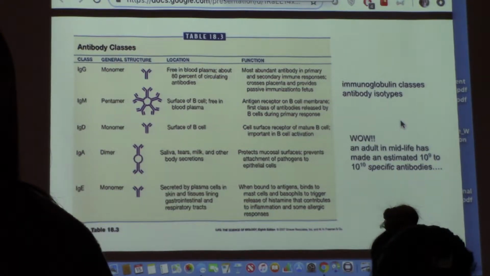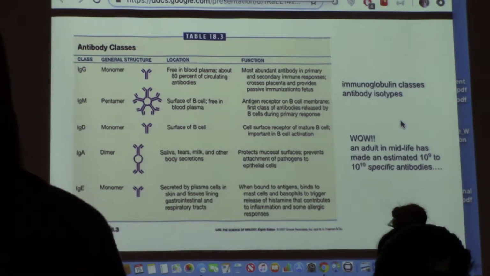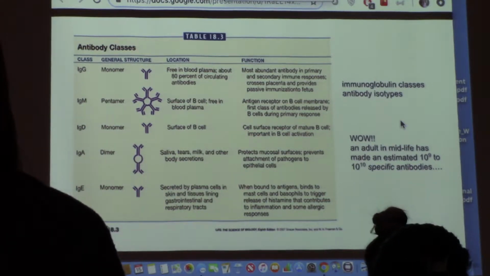IgD is actually the receptor that's on the surface of a B cell. So we're going to talk about that. Naive B cells have IgD on their surface, and that's what's going to tell that B cell that it should start secreting antibodies and become a plasma cell.